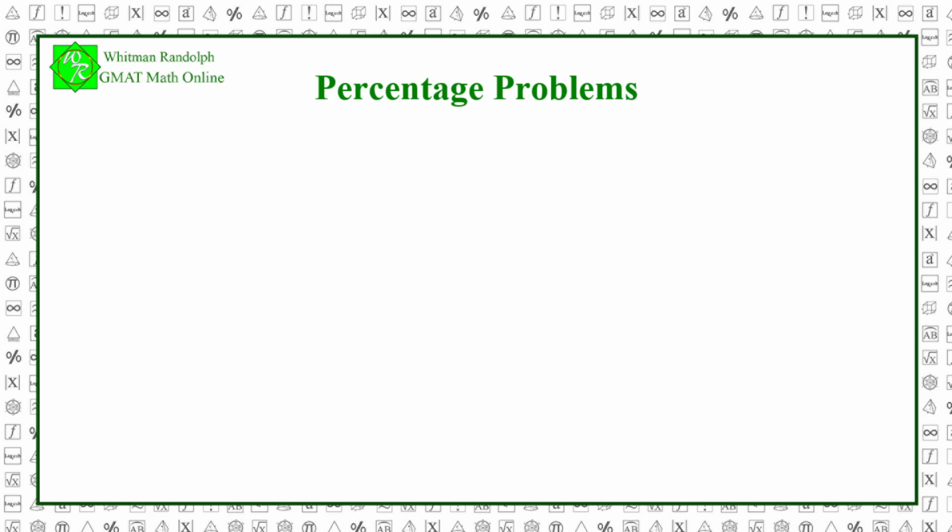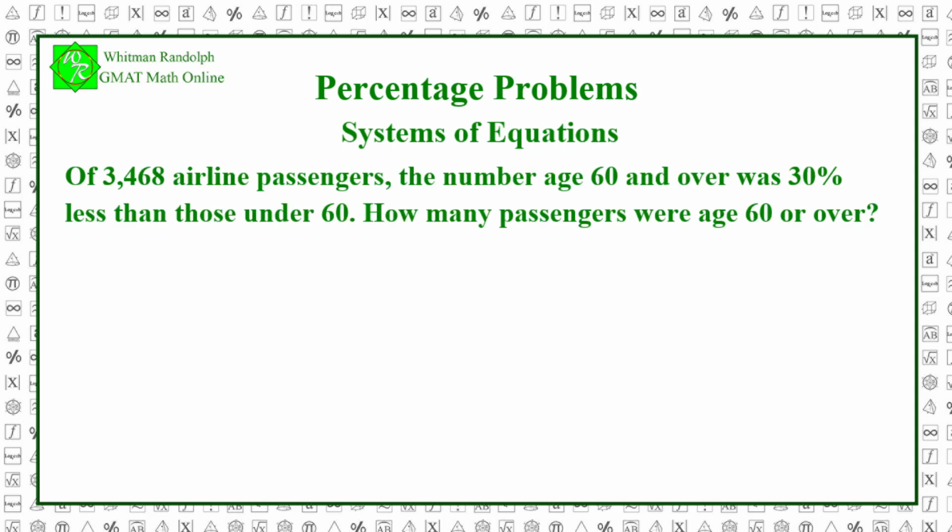Now we'll see how to solve percentage problems using systems of equations. It's often easier to determine the solution to a problem if we use multiple unknowns in multiple equations. Usually, 2 equations in 2 unknowns suffice. This may be true even if we're only required to find the value of one of the unknowns. Here's a sample problem. Of 3,468 airline passengers, the number age 60 and over was 30% less than those under 60. How many passengers were age 60 or over? And here are some possible answers.